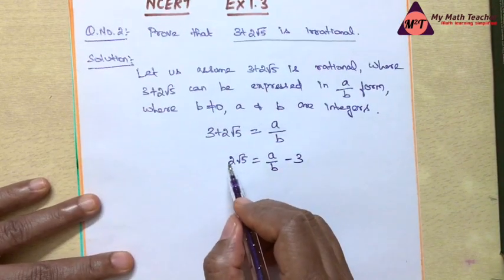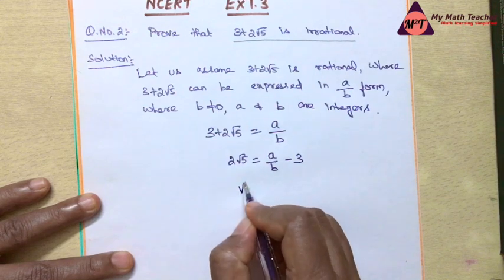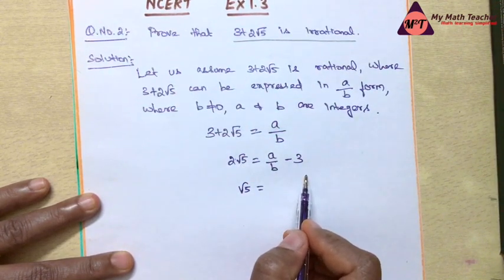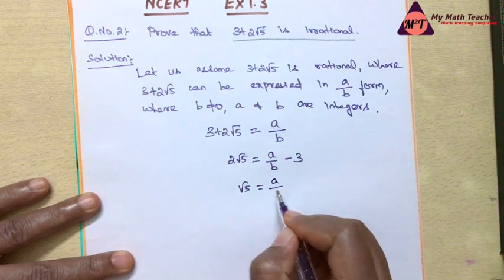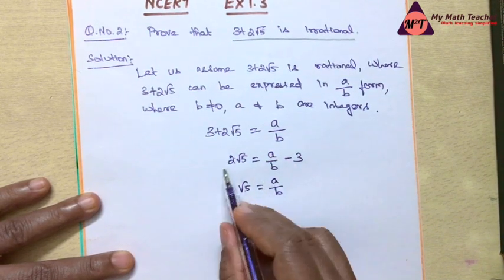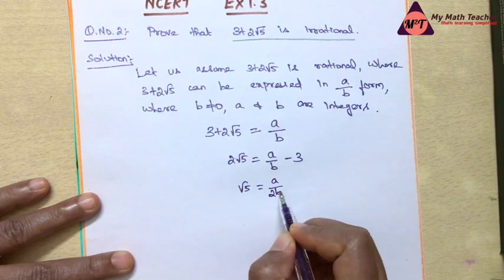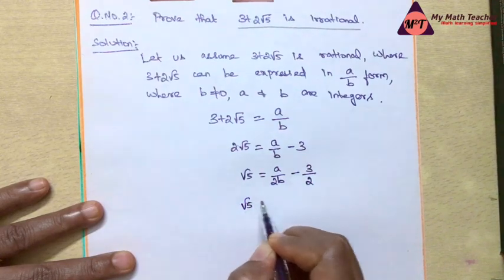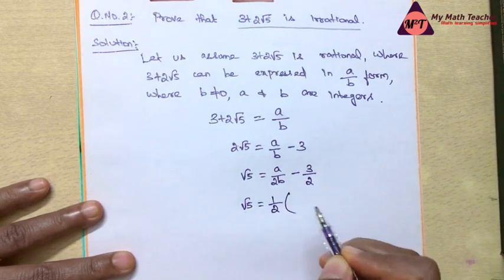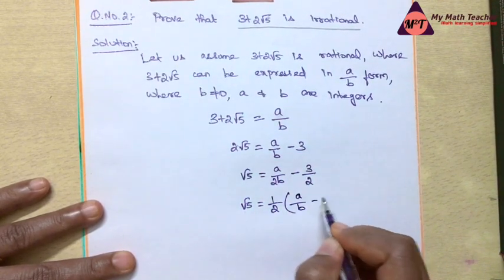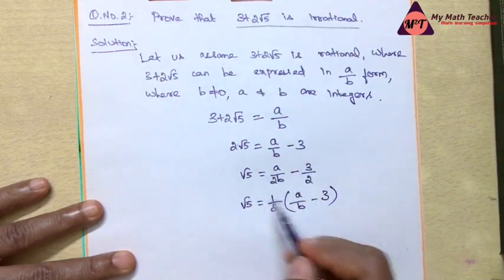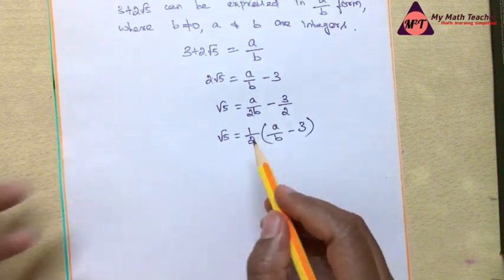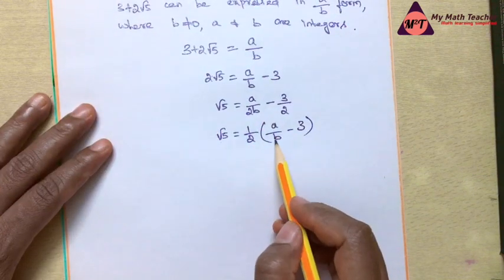Next, bring the 2 to the opposite side. Root 5 is equal to, multiplication, when it goes to the opposite side, it becomes division. a by 2b minus 3 by 2. We can write this as 1 by 2 taken as common, a by b minus 3. So you can skip this step. Now finally, we have got the root 5 value as 1 by 2 into a by b minus 3.